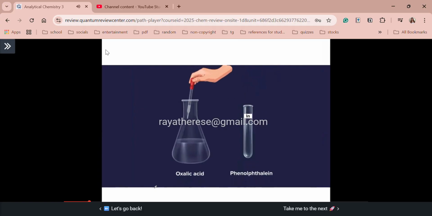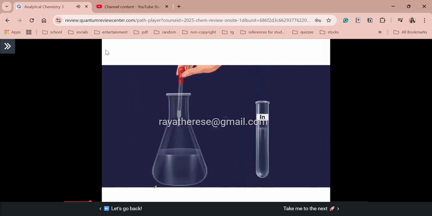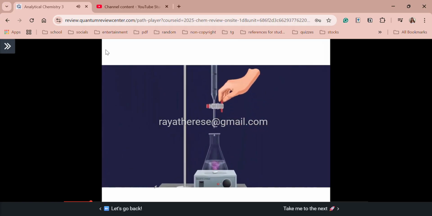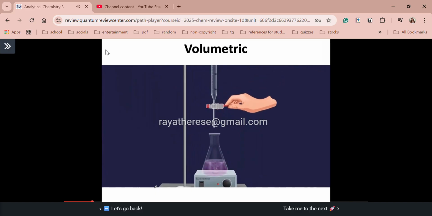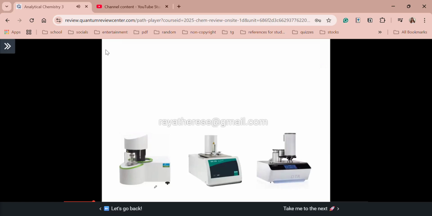So mag-add tayo ng indicator sa sample. Siyempre, acidic yan, clear and colorless. And then let's get our burette stand with burette. Ayan. O, diba? So nagtatitrate siya, ma'am, to the pink endpoint. Volumetric itong technique class na to, obviously. Alright? So you're comparing your amount of titrant with the amount of analyte in the sample. Next, mga sophisticated na instruments.